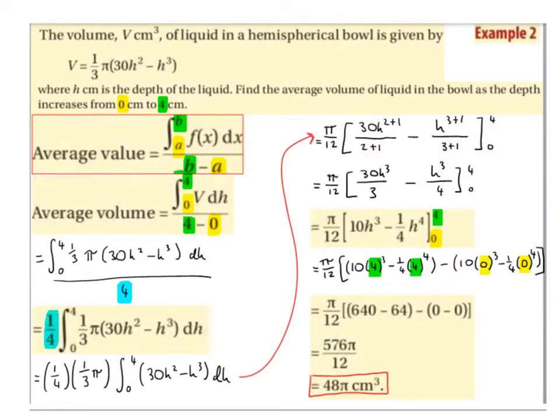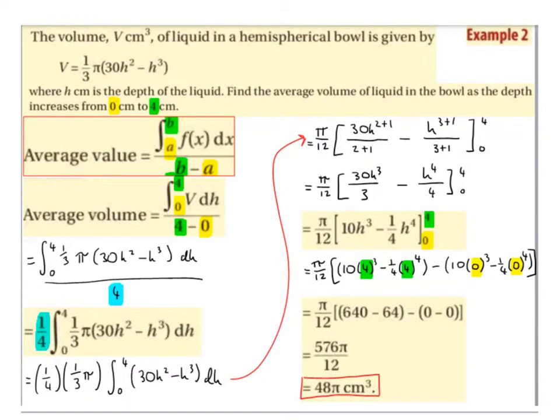So next we're going to take the constant, which is a third pi, outside the integral sign. So put it over beside the quarter with brackets to indicate multiply. And then we're just going to integrate what's inside the brackets. So a quarter times a third pi is pi over 12. And the integral of 30h squared, we get 30h to the power 2 plus 1 over 2 plus 1, which is 30h cubed over 3, which is 10h cubed.